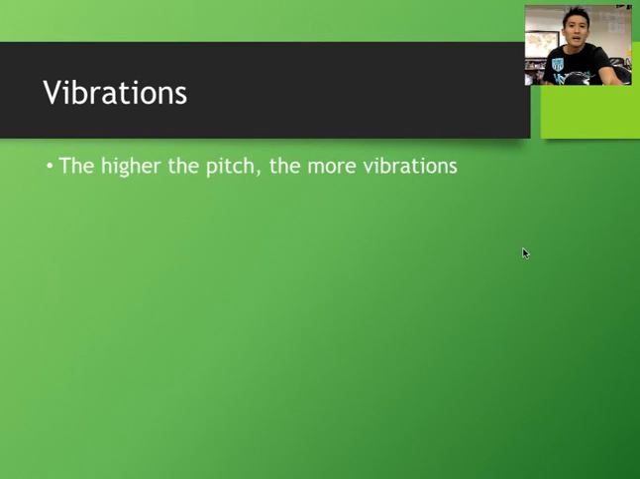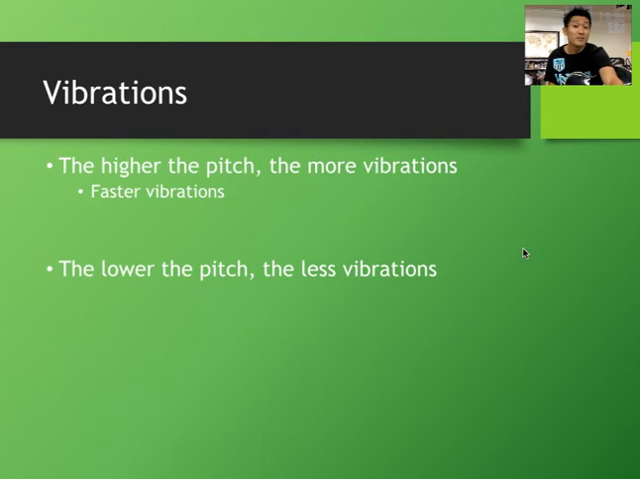So vibrations: the higher the pitch, the more vibrations there are, because there are faster vibrations. And vice versa, the lower the pitch, the lower the frequency of the note, the fewer vibrations there are, and the slower the vibrations are. If you notice here on my guitar, the very top string, this very thick string, is a very low note. The reason for that is that the string is vibrating at a slower rate than, say, this really small string, which is at a very high note, because the vibrations are faster and the pitch is higher.